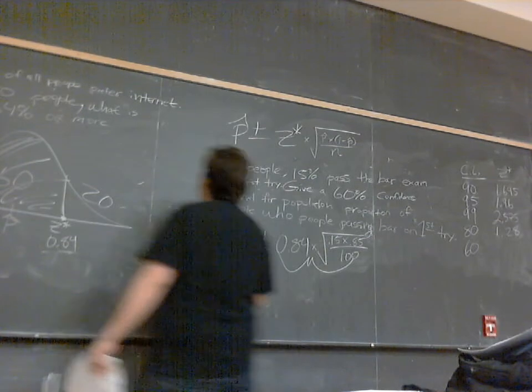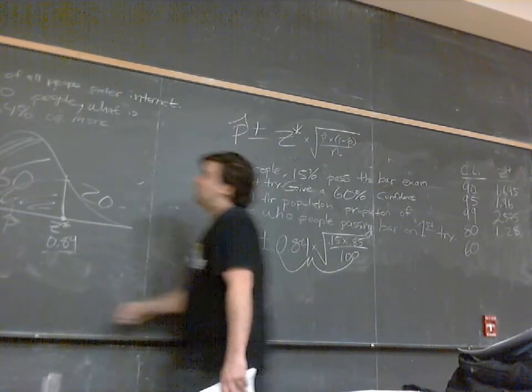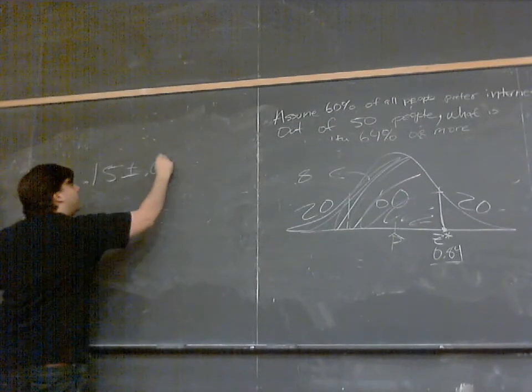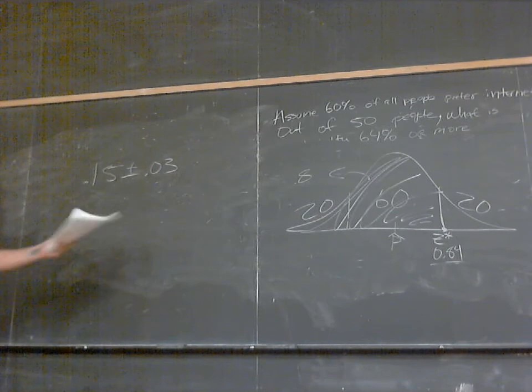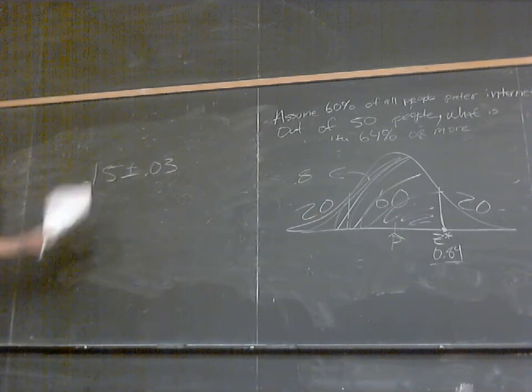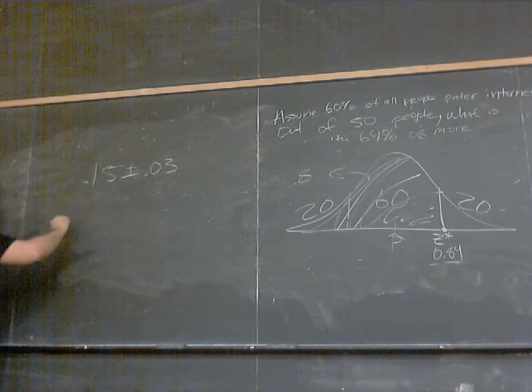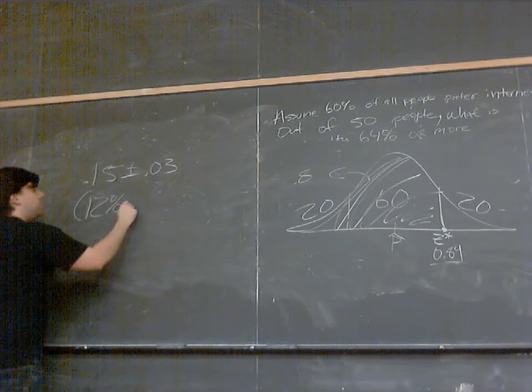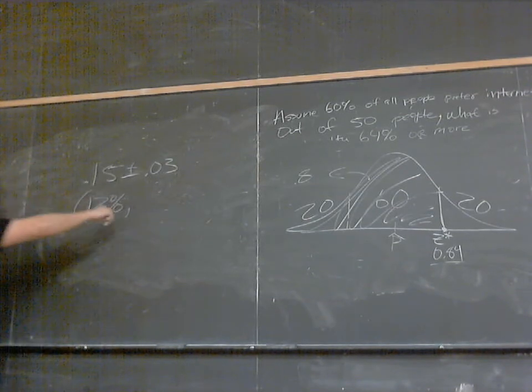So my interval, let me write it over here now. 0.15 with a margin of error of 0.03. That's what we got over there. We typically take it a step further. 0.15 minus 0.03, that's 12%. 15 plus 3, that's 18%.